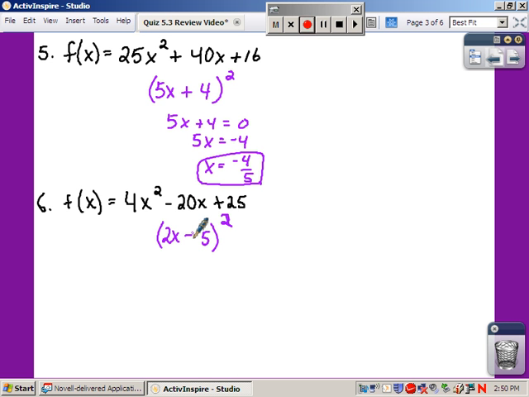So I've got to solve it again, just like I did the one above it. 2x minus 5, set it equal to 0. I'd add 5, and I divide by 2. And I get, again, just one answer to these.